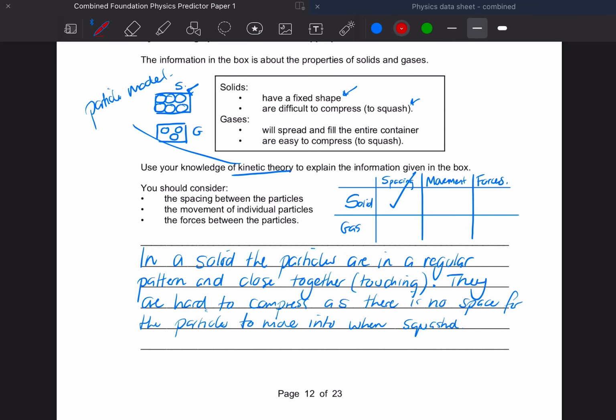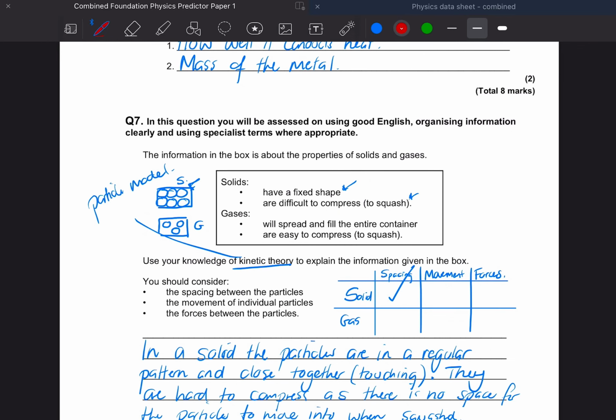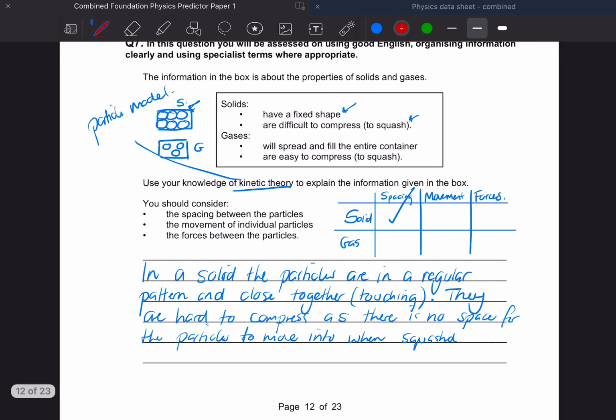Yep. So get the idea of this solid here, this fixed shape. If you squash it, well, where's it going to go? There's nowhere for a particle to fit into. They are all touching already, so you can't compress them. That's why. So let's talk about the movement.